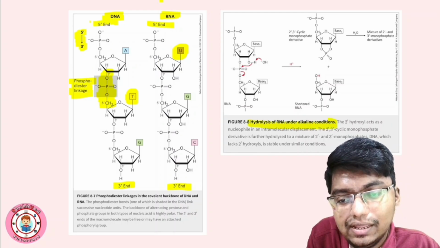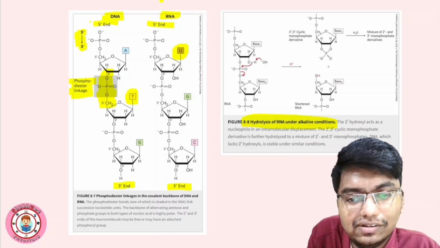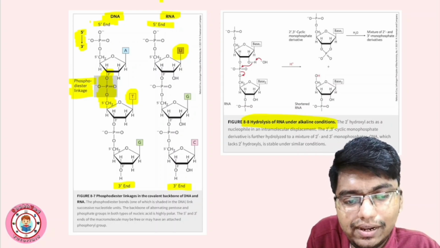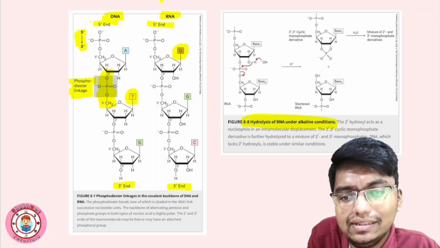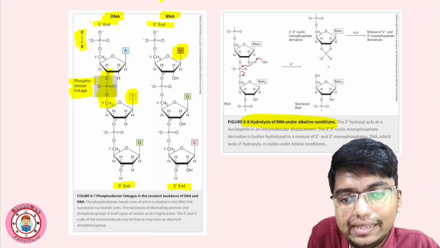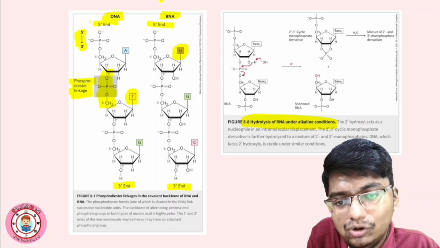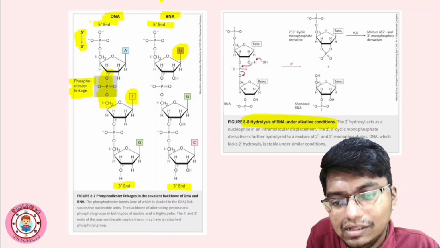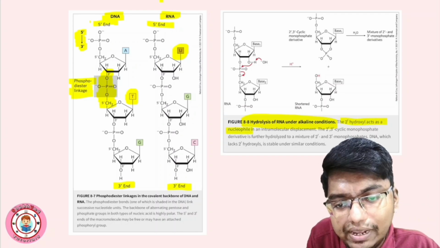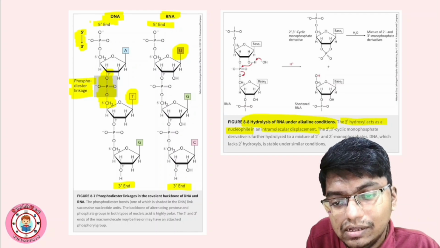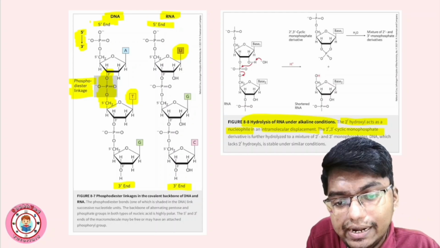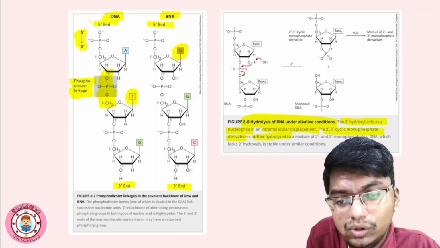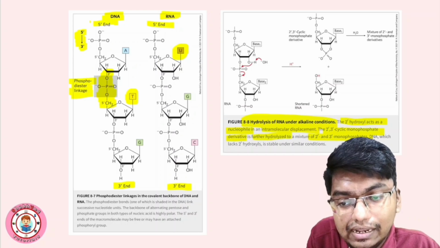Now this is the next picture where you can see hydrolysis of RNA under alkaline condition. Okay, 2' OH present only in the RNA ribonucleotides is prone to attack, right? Prone to attack and reactions take place. Okay, see here. The 2' hydroxyl acts as a nucleophile in an intramolecular displacement. The 2',3' cyclic monophosphate derivative is further hydrolyzed to a mixture of 2' and 3' monophosphates.